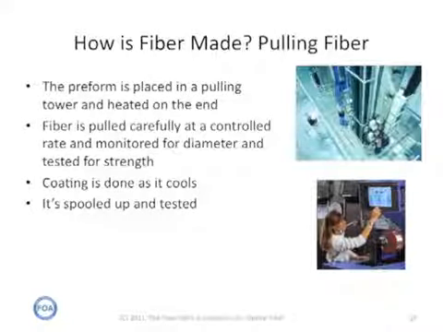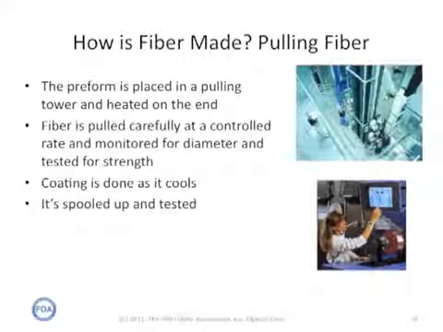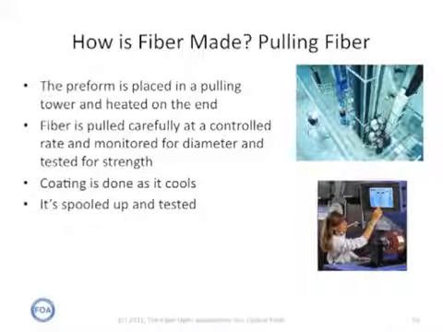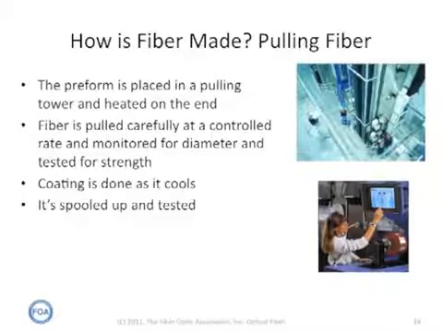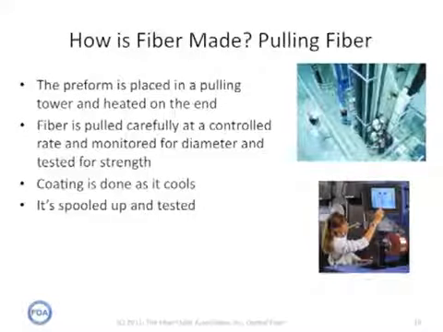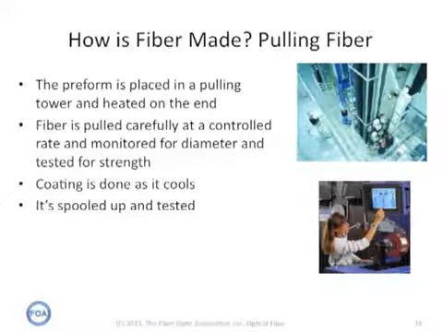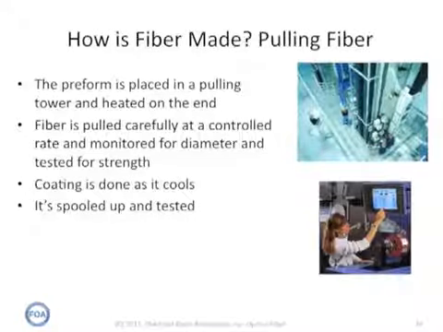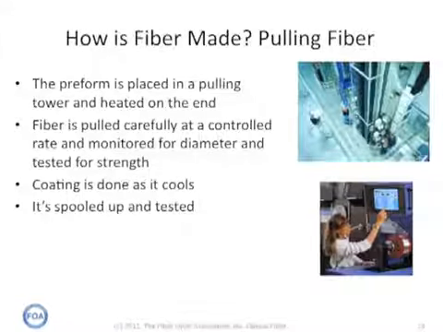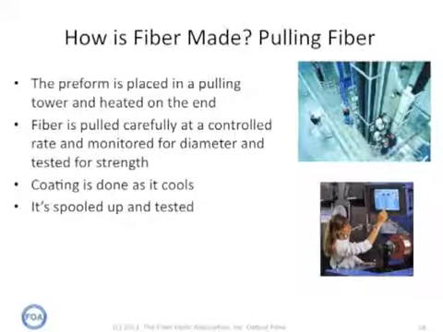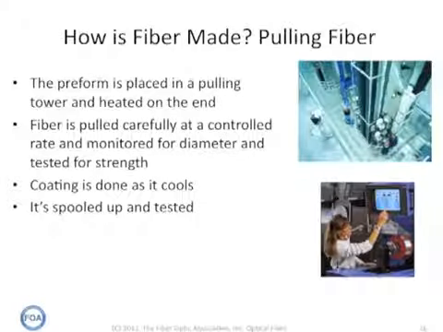The preform is placed in a pulling tower. It's heated up on the end, and the fiber is pulled as a thin strand from that giant preform. The fiber is pulled carefully at a controlled rate and monitored for diameter and tested for strength. As it cools down enough, it's covered with that primary buffer coating we talked about, usually a UV cured acrylate.